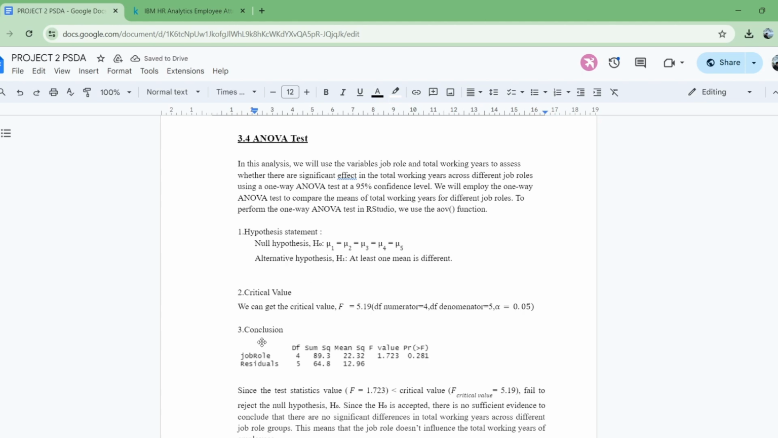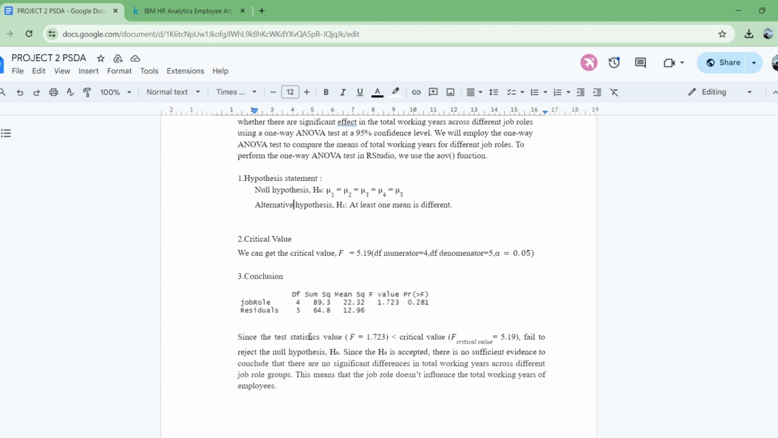For the critical value, we get the critical value F equal to 5.19, where the degree of freedom numerator is 4, the degree of freedom denominator is 5, and the significance level is 0.05. We check the F table, and the value is 5.19. For the conclusion, we get the F value equal to 1.723. Since the F value 1.723 is smaller than the F critical value 5.19, we fail to reject the null hypothesis because it is in the acceptance region.